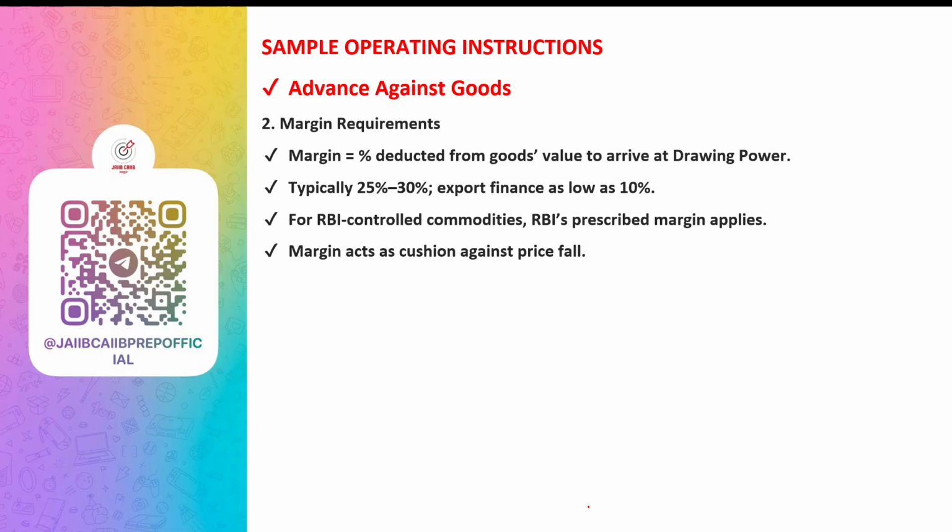When lending against goods, banks don't lend 100% of the goods' value. They deduct a margin to protect against price drops and the risk of goods losing value. So typically, 25 to 30% margin is taken, and for certain commodities, as per RBI's instruction. So the drawing power is arrived at after deducting the margin. So value of stock minus margin equals drawing power.